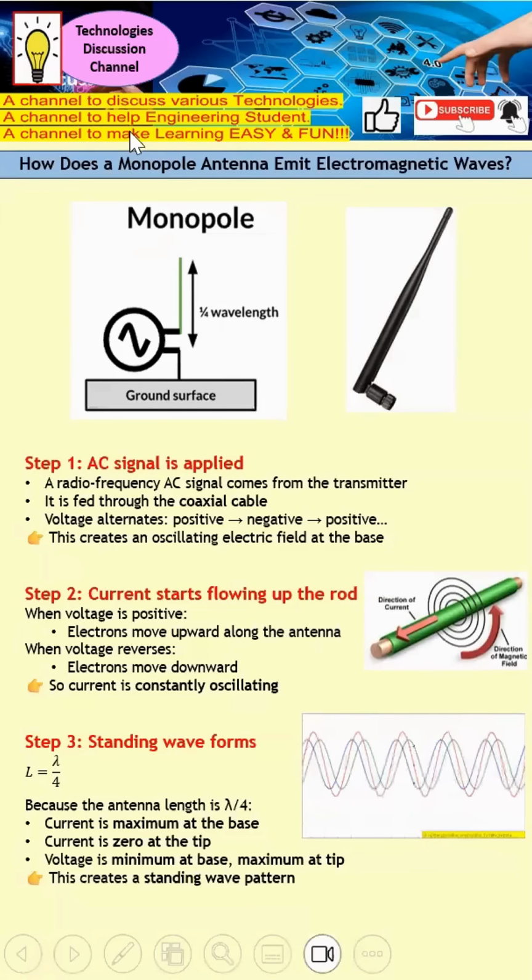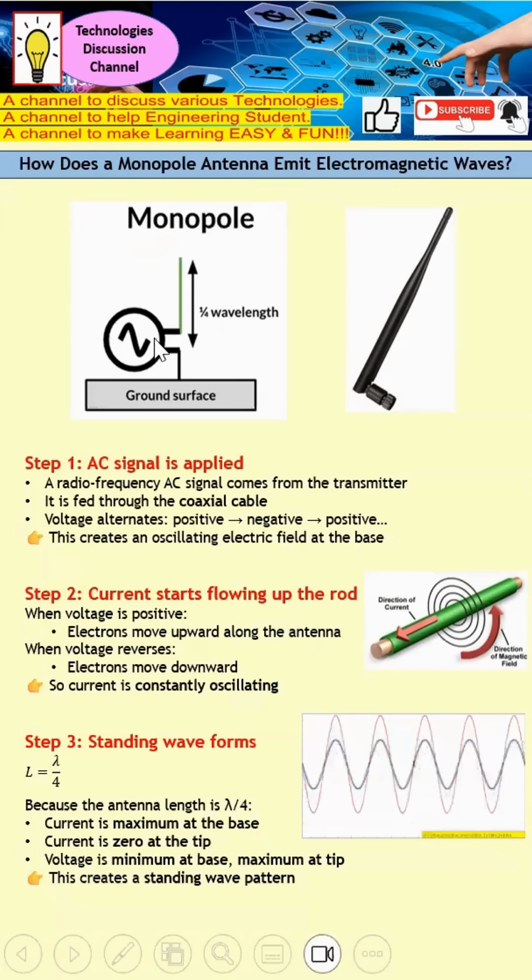I'd like to explain how a monopole antenna actually emits the EM wave. There are in fact 7 steps. Step number 1, an AC signal is applied to the monopole antenna via a transmitter.